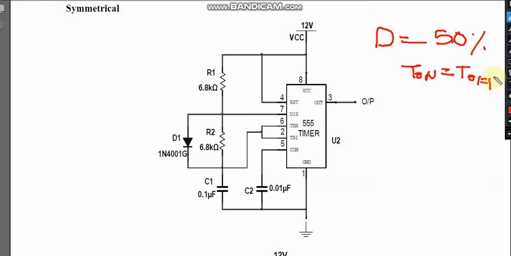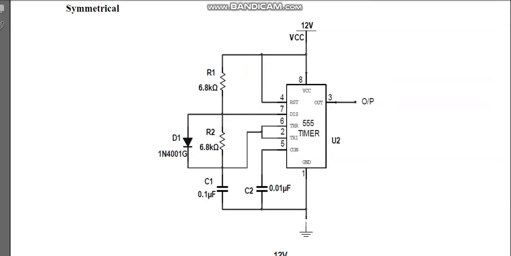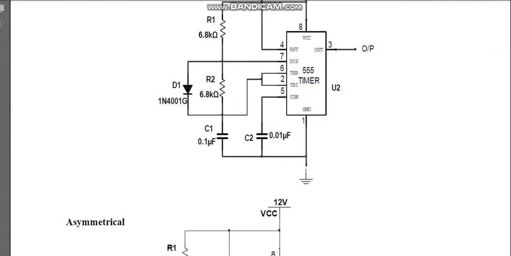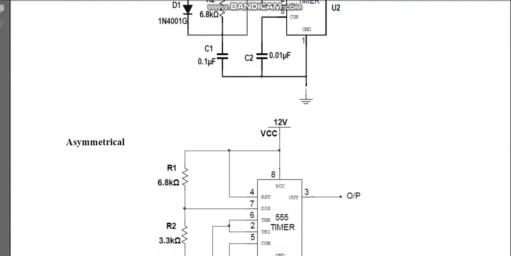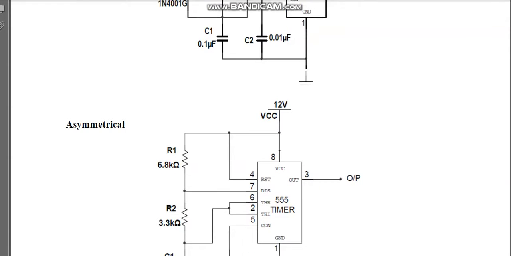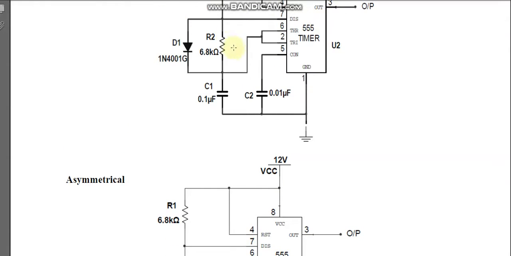Or charging time will be equal to your discharging period. So this is how you get 6.8 kilo ohm, right? So this is in asymmetrical, we are just removing it here. In symmetrical, the only thing is to bypass this R2, we have the diode connected here. So whenever the diode is forward biased, R2 will not come into account. When it is reverse biased, only then R2 will come into account.